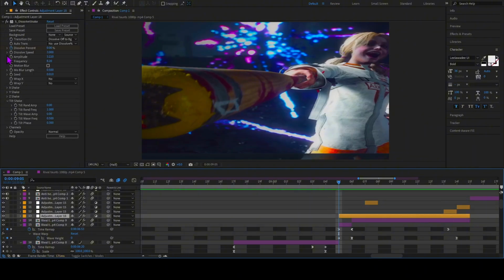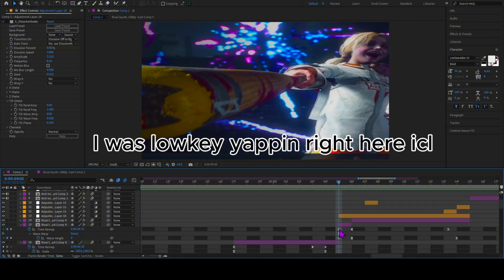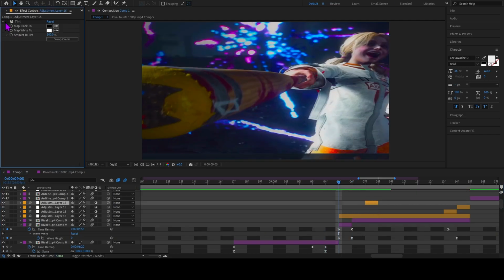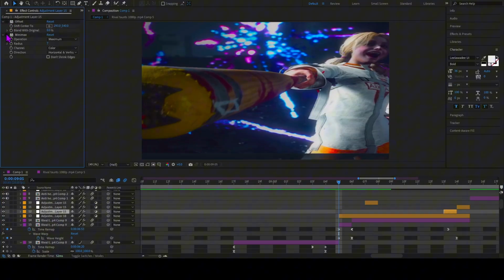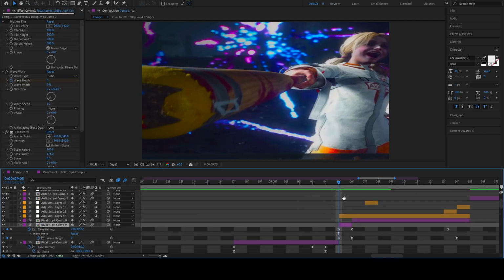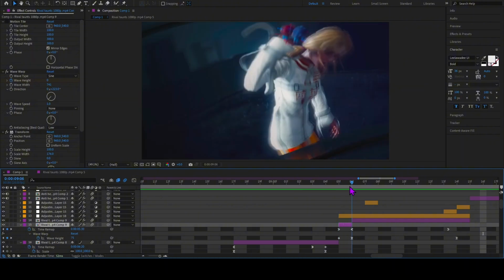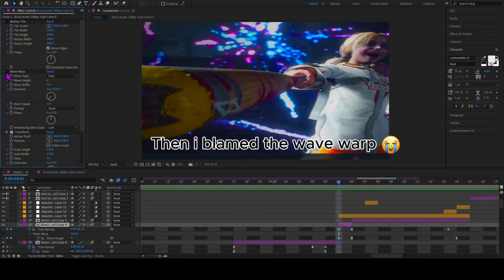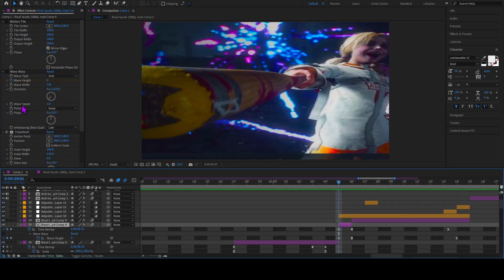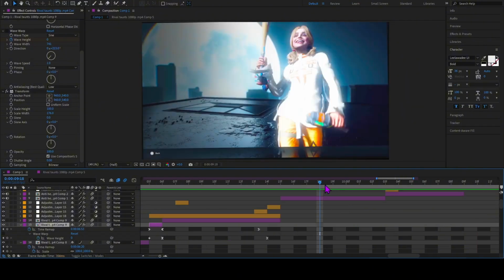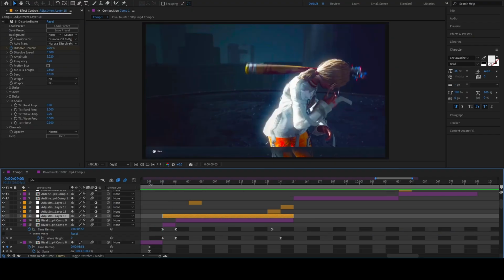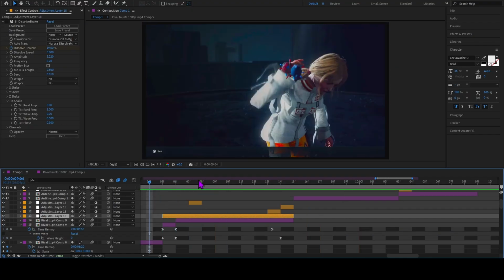But here I'm gonna show you the reason why I put the end keyframe here, and then at the beginning. Hold on, let me just turn all this stuff off real quick. I'm gonna show you how it looks. It's just like, see, it's just, wait. Oh wait, I have wave warp on still. See.